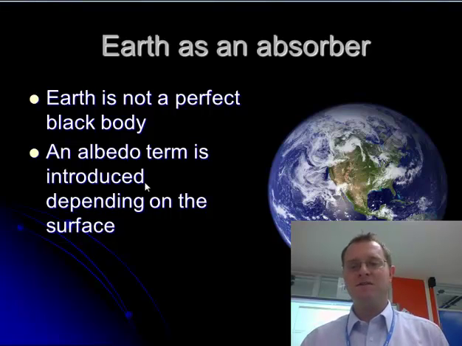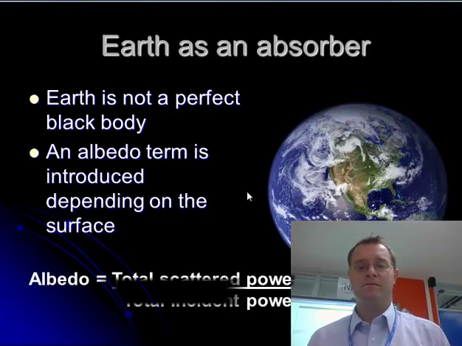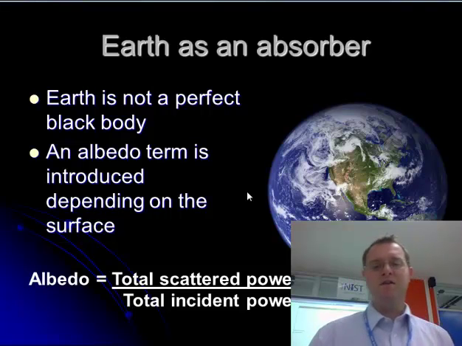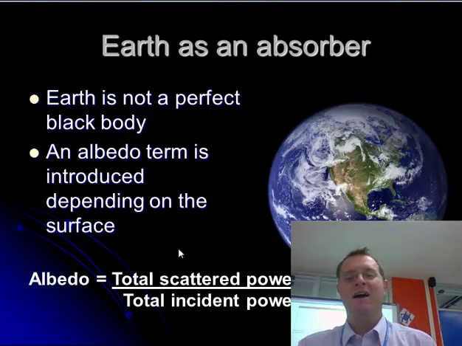So even from this picture here, we can see there are lots of different types of surfaces. We have the frozen tundra of the north, we have acres and acres of ocean, and then we have the different types of surfaces we find on land. So the albedo is a term we have to take into consideration, and the albedo term is equal to the total scattered power divided by the total incident power. So it thinks about the amount of power which is scattered.